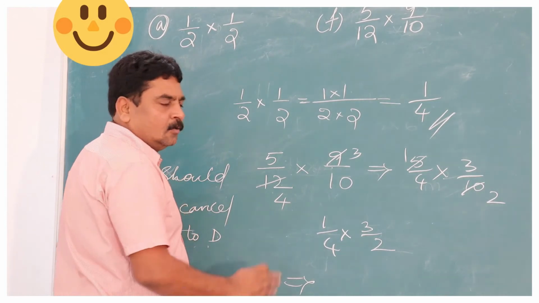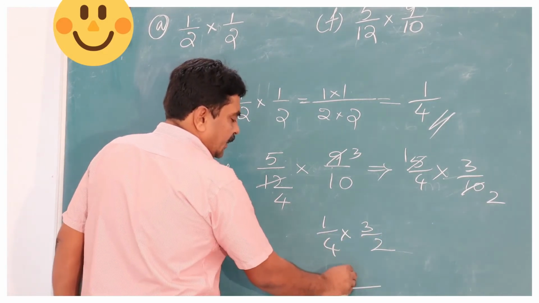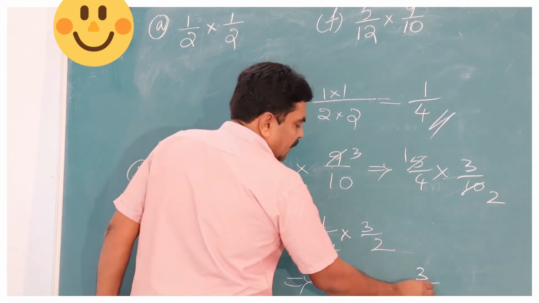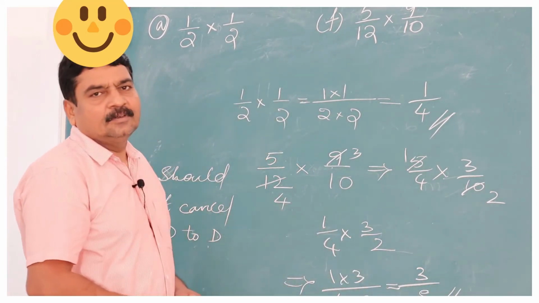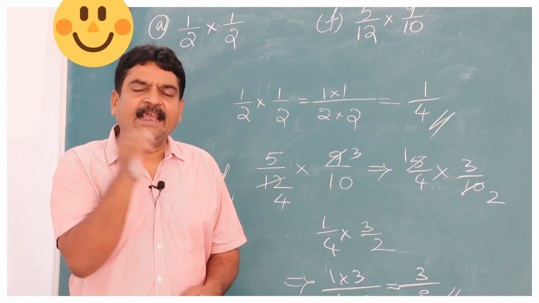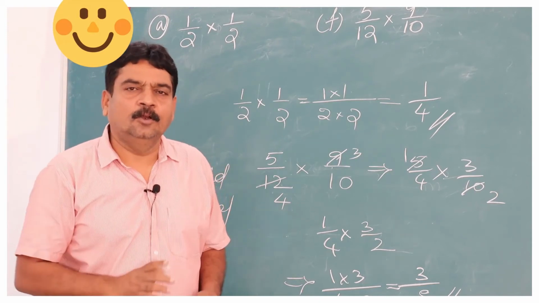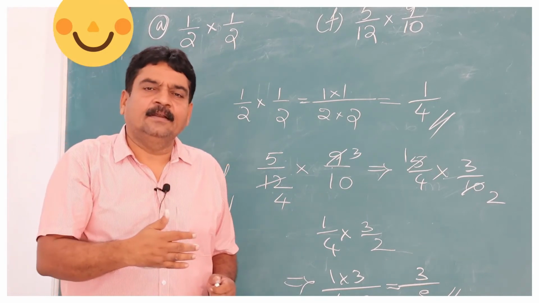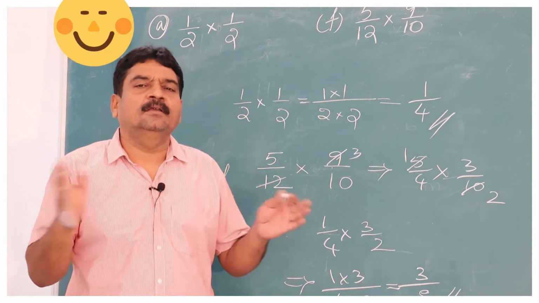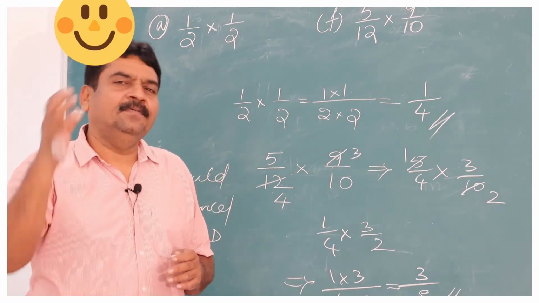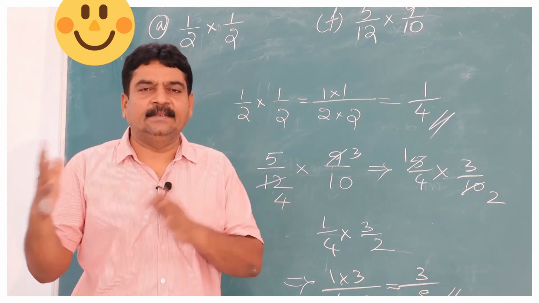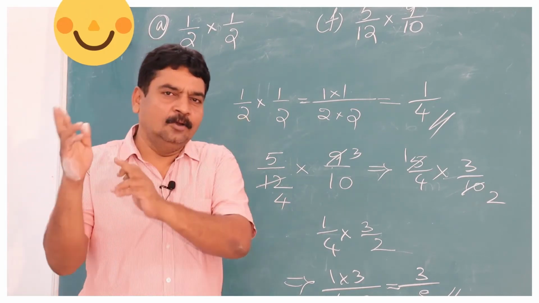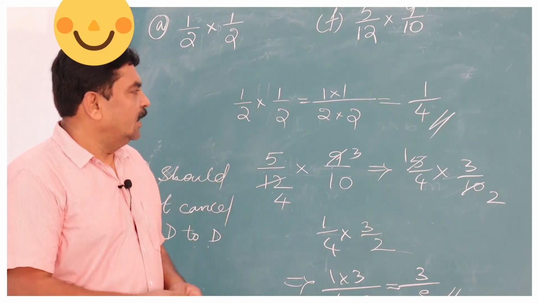Numerator into numerator, denominator into denominator, that is 1 into 3 by 4 into 2. 1 3 is 3, 4 2s are 8. So 3 by 8 is your answer. Remember, never cancel numerator to numerator or denominator to denominator. You have to look at numerator to denominator or denominator to numerator. Even if you have common multiples or common factors, you should not compare denominator to denominator or numerator to numerator. Remember this always. Let's go to the next question.